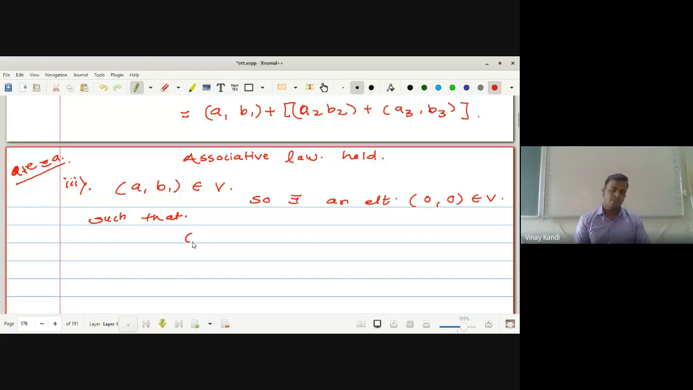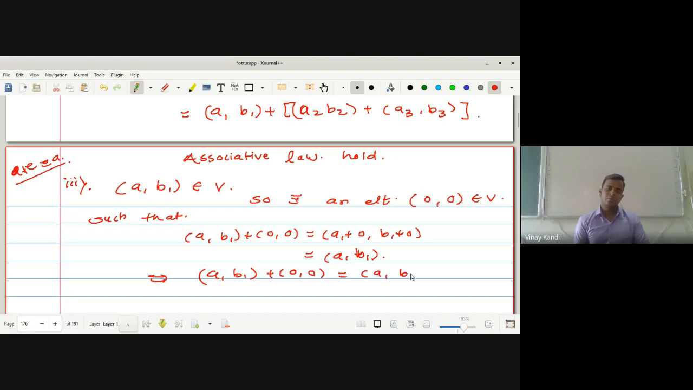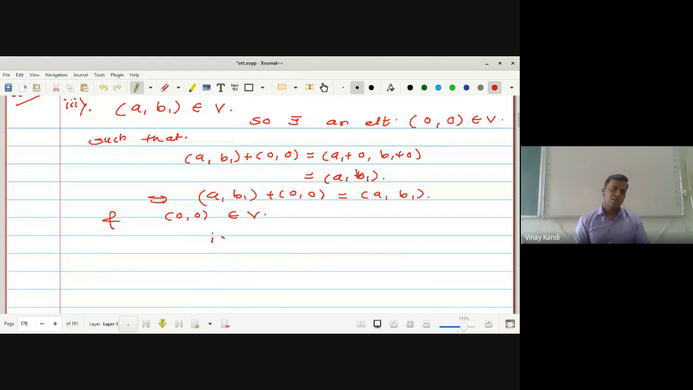So there exists an element (0, 0) belonging to V such that, with (A1, B1), what is the operation? Addition. So (A1, B1) plus (0, 0) is equal to (A1 plus 0, B1 plus 0) by the definition of vector addition. A1 plus 0 is A1, B1 plus 0 is B1. So (A1, B1) plus (0, 0) is equal to (A1, B1), and this (0, 0) belongs to the set V. So the identity law also holds.